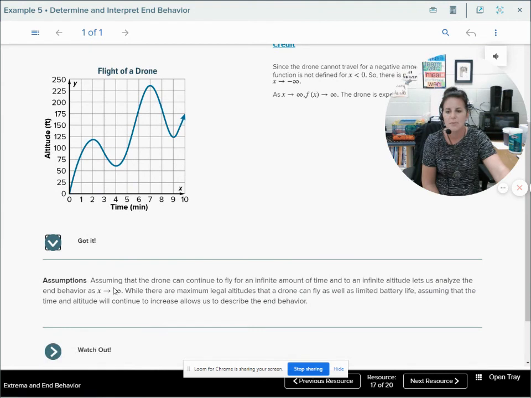Little study tip. Assuming that the drone can continue to fly for an infinite amount of time and to an infinite altitude lets us analyze the end behavior. However, we realize that there are maximum legal altitudes that a drone can fly as well as limited battery life.